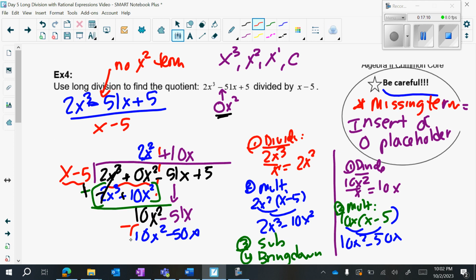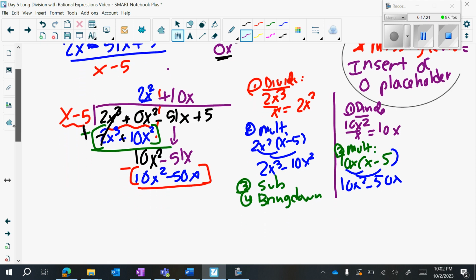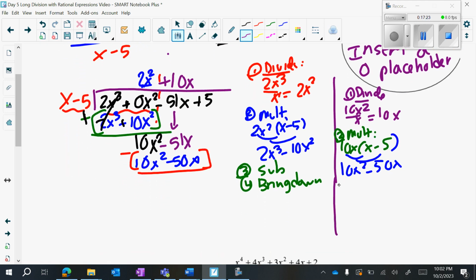All right, subtract. Every time, put that bracket in. It's very helpful. So you just automatically get in the habit of doing your distributive property when you subtract, okay? Change all your signs. And bring it down.